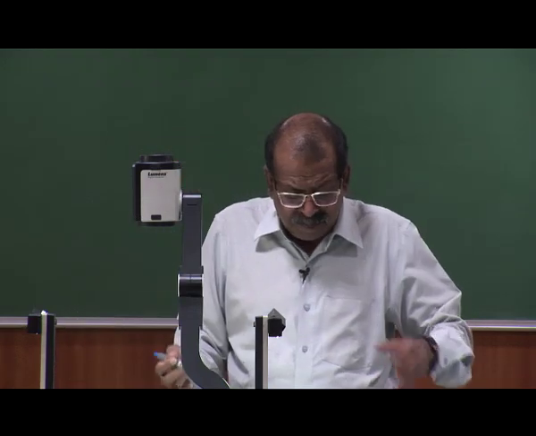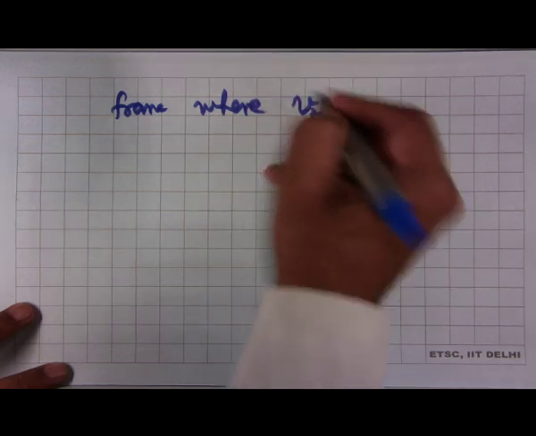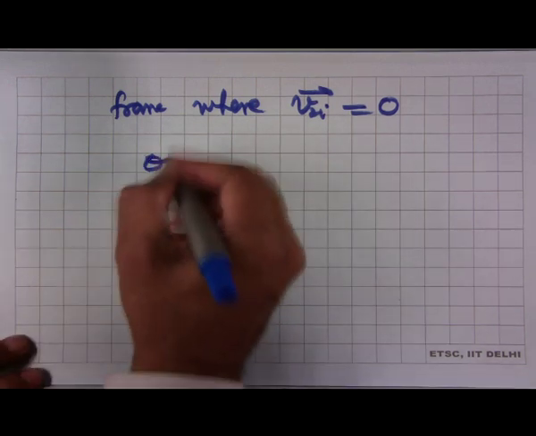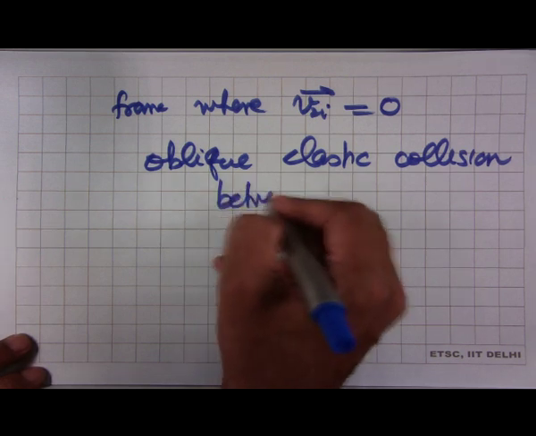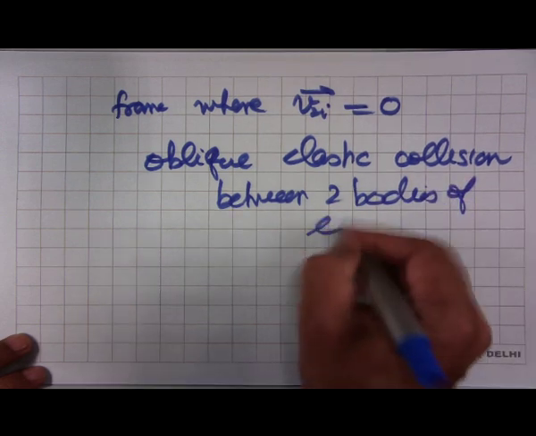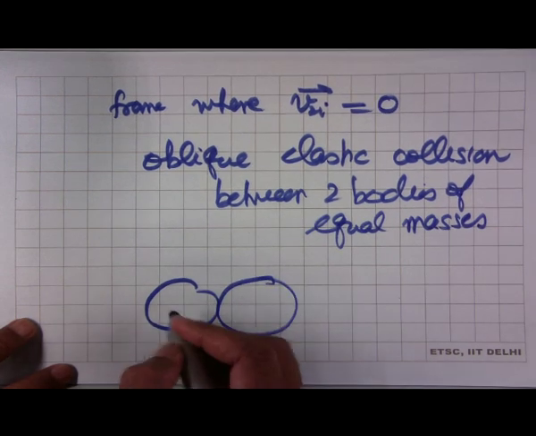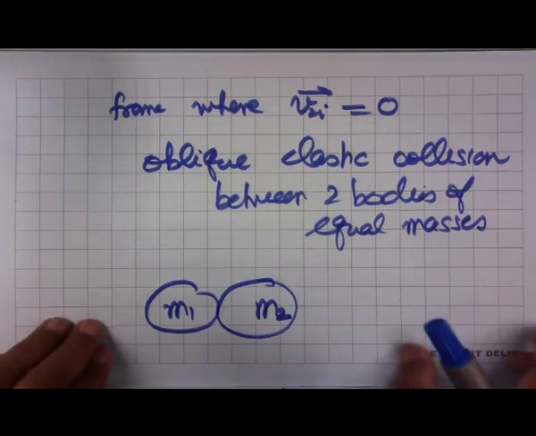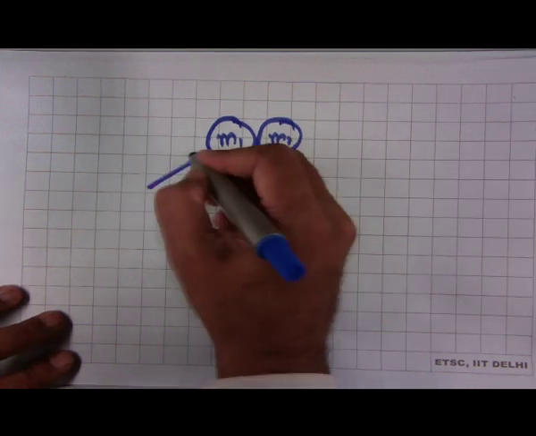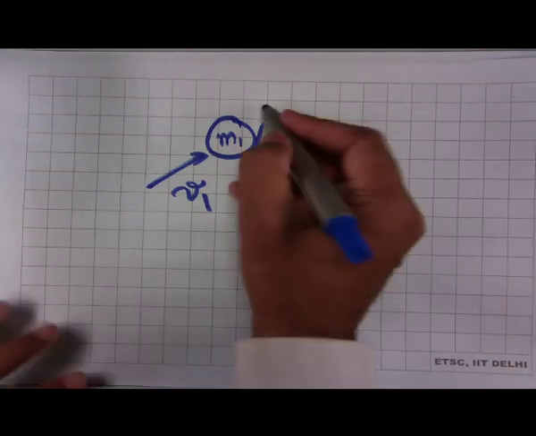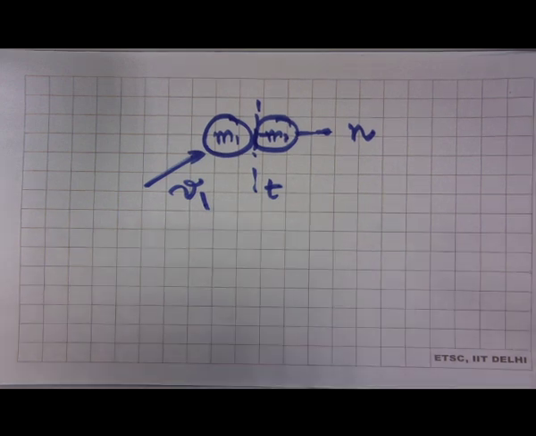Now, some simple things which we can see, for example, let us say we are looking at a frame where v2I is equal to 0, and let us look at an oblique elastic collision between two bodies of equal masses. So, this is body 1, m1 and m2 are equal. Maybe I should draw it better, I should draw them of the same size. So, we have body 1 and body 2 which are hitting. Body 1 has a velocity v1, this is the tangent plane, this is the normal plane, this is an oblique collision because v1t is not equal to 0.